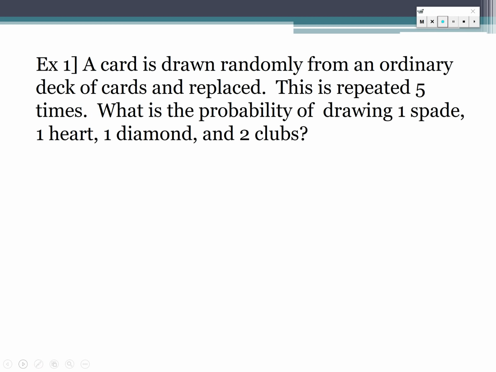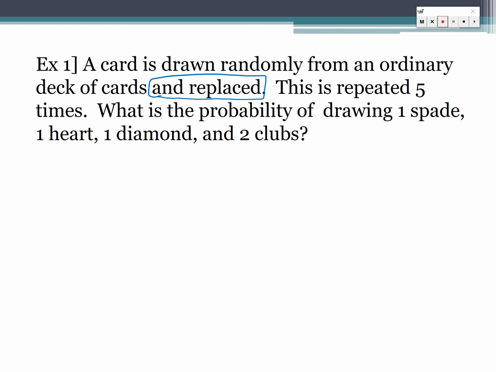So in example 1, we have a card drawn randomly from an ordinary deck of cards and replaced. Remember, our trials have to be independent of one another. So if I don't replace the card, my trials are no longer independent. This is repeated 5 times. What's the probability of drawing 1 spade, 1 heart, 1 diamond, and 2 clubs?